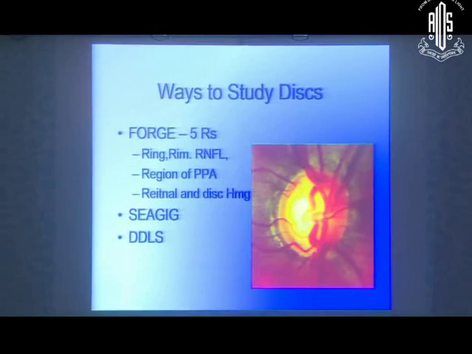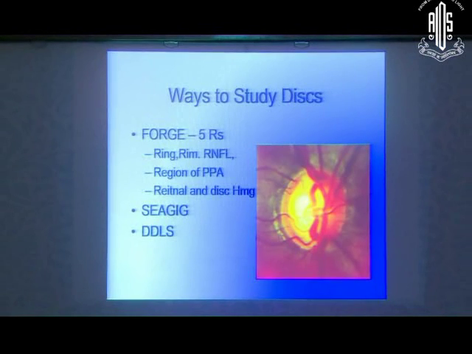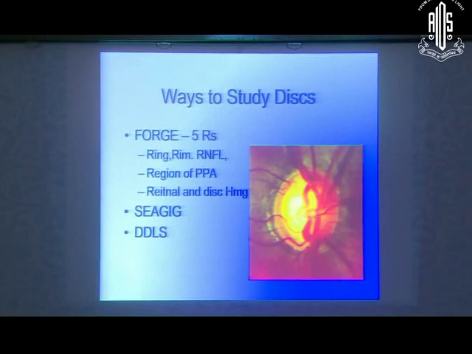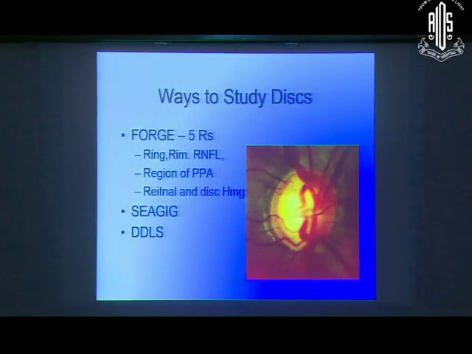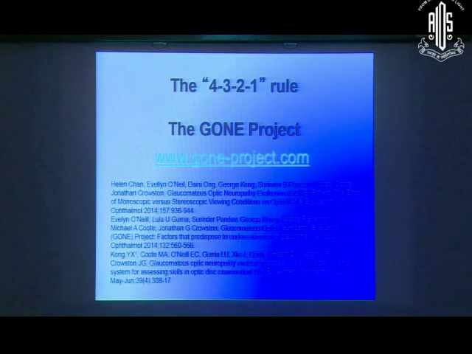There are a number of ways that have been published and described, like you must have seen the Forge series of lectures where you have the 5 R's: ring, rim, nerve fiber layer, region of the peripapillary atrophy, disc hemorrhages, etc. Then you have C material, which is a very good material actually if you go through, and that gives you a very good idea on how you examine discs. Then you have DDLS, the disc damage likelihood scoring system by Geospath. All these systems are actually good, but there are more than one system, which only indicates that there are lacunae in between, and we really need to work more on this.